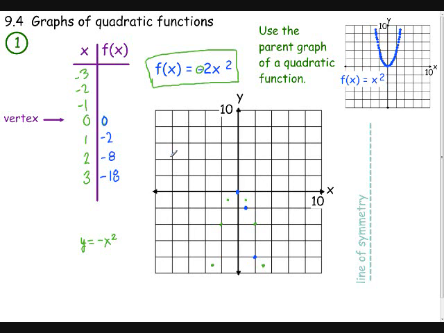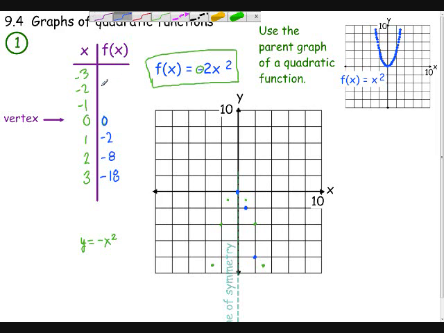Now I know that it's still symmetrical, that my line of symmetry is going to go right through the vertex, right here. And that tells me actually quite a bit about the points on the other side of the line of symmetry. They're going to be matched. So I put a negative 1 in. 1 squares to a positive 1 times a negative 2. And I get a negative 2 out.